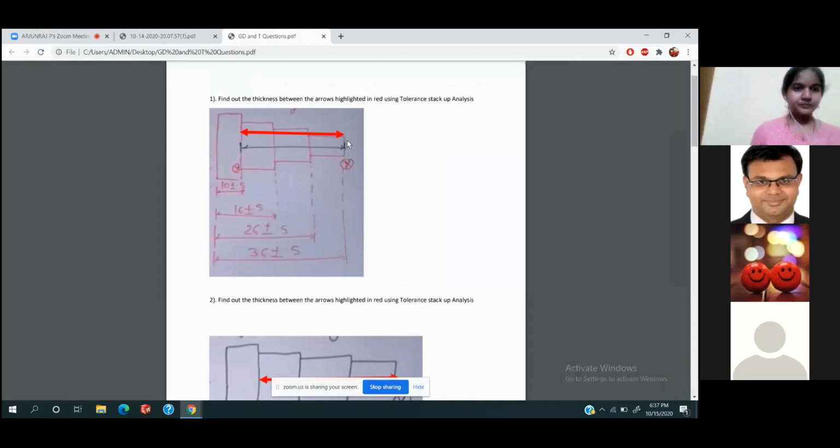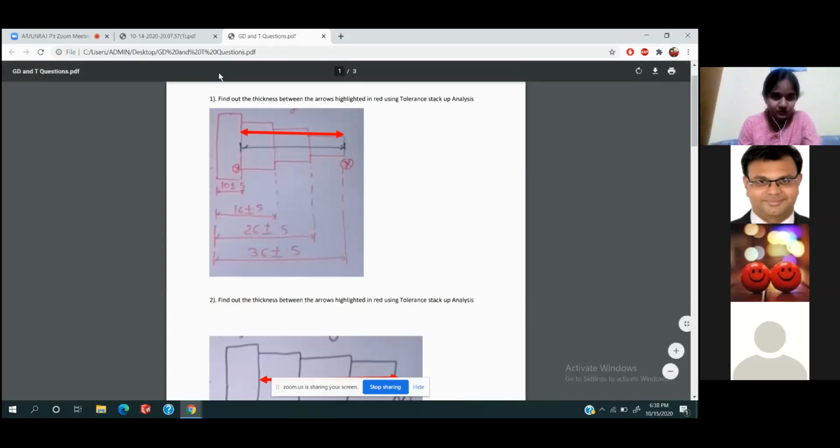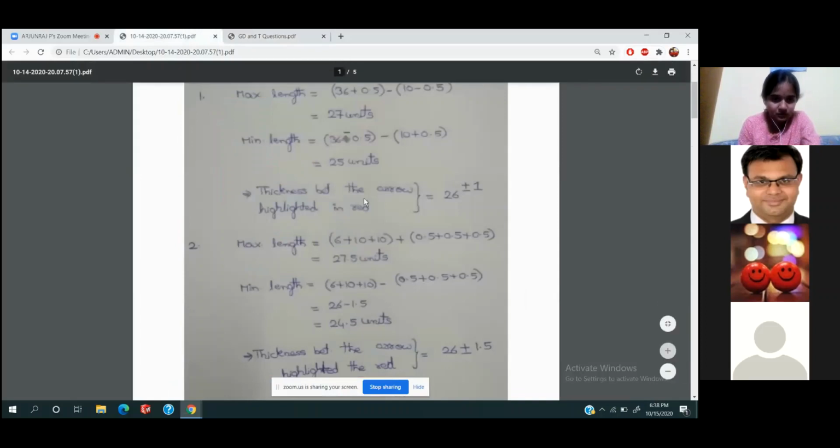So what I have done was I have taken the total maximum. It was mentioned in the parallel dimensioning form. So I took 36 plus or minus 0.5, that is the total length of the object. I took the upper limit of that 36 plus or minus 0.5, and subtracted the value of 10 plus or minus 0.5, the lower limit, and I found the upper limit of the red arrowed part.